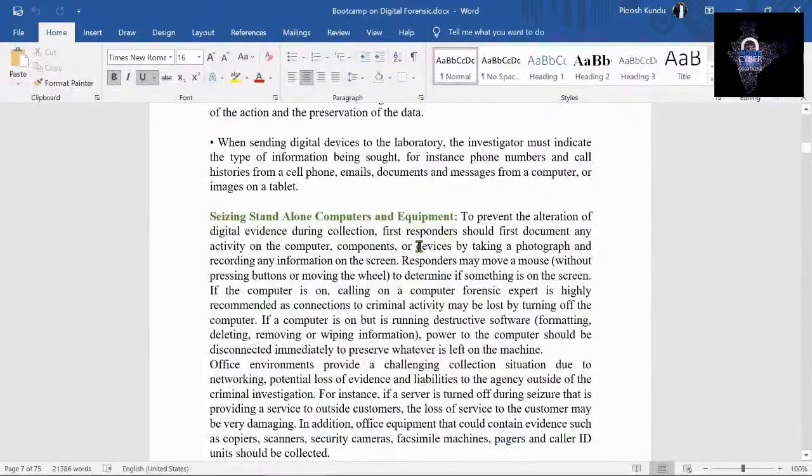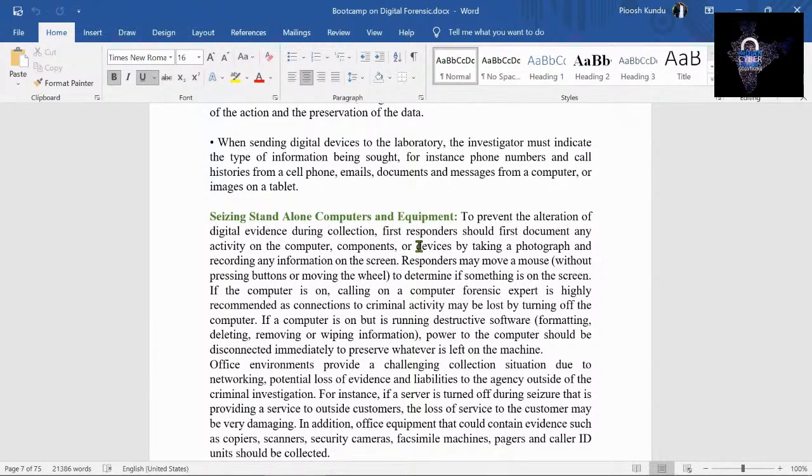Now, the seizing of standalone computers and equipment, to prevent alteration of the digital evidence during collection. The first responders should first take documentation, documenting and possibly recording any information on the screen. The responders may move a mouse without pressing buttons or moving the wheel, to determine if something is on the screen.